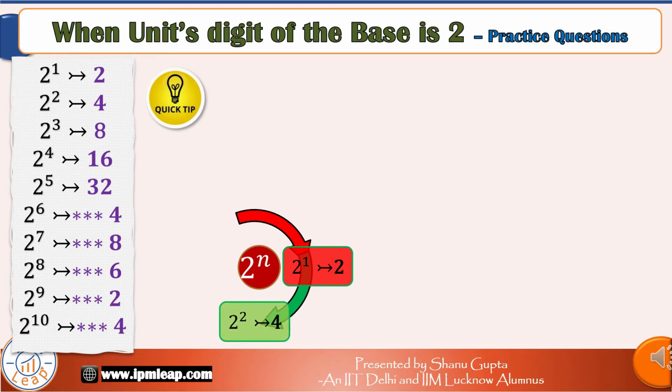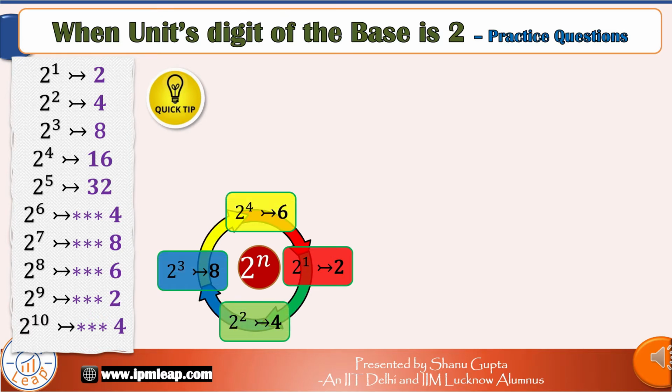So for powers of 2, just remember that there are 4 steps in the cycle. At the first step, the units digit will be same as that of 2 raised power 1, which is 2. At the second step, the units digit will be same as that of 2 raised power 2, which is 4. At the third step, the units digit will be same as that of 2 raised power 3, which is 8. And at the fourth step, the units digit will be same as that of 2 raised power 4, which is 6.